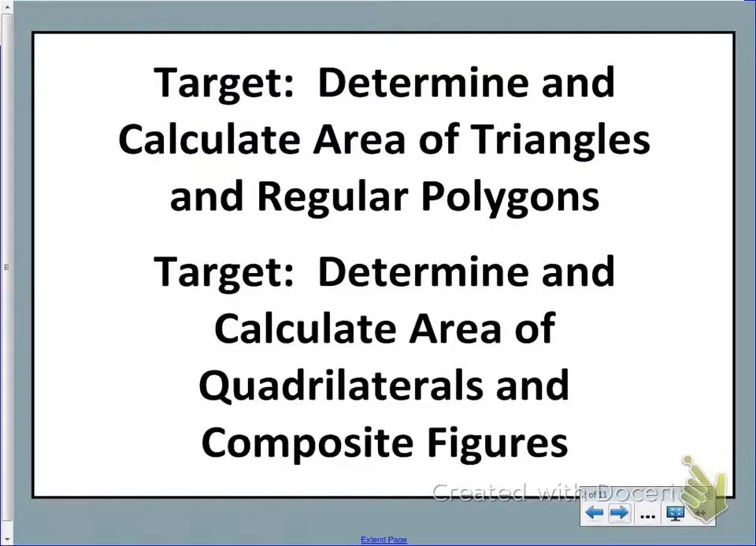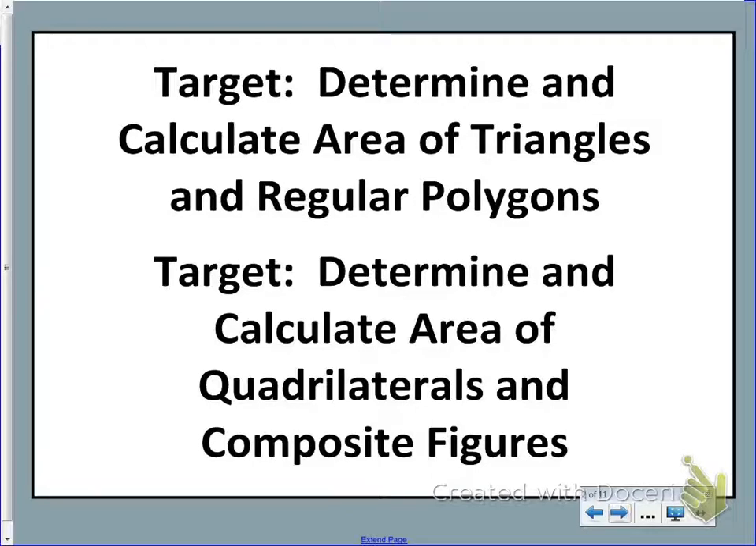Welcome, geometry students. Today we're going to learn about two different targets. The first is to determine and calculate the area of triangles and regular polygons, and the other is to determine and calculate area of quadrilaterals and composite figures. When we look at Unit 4, it's all about the area and perimeter of various figures.